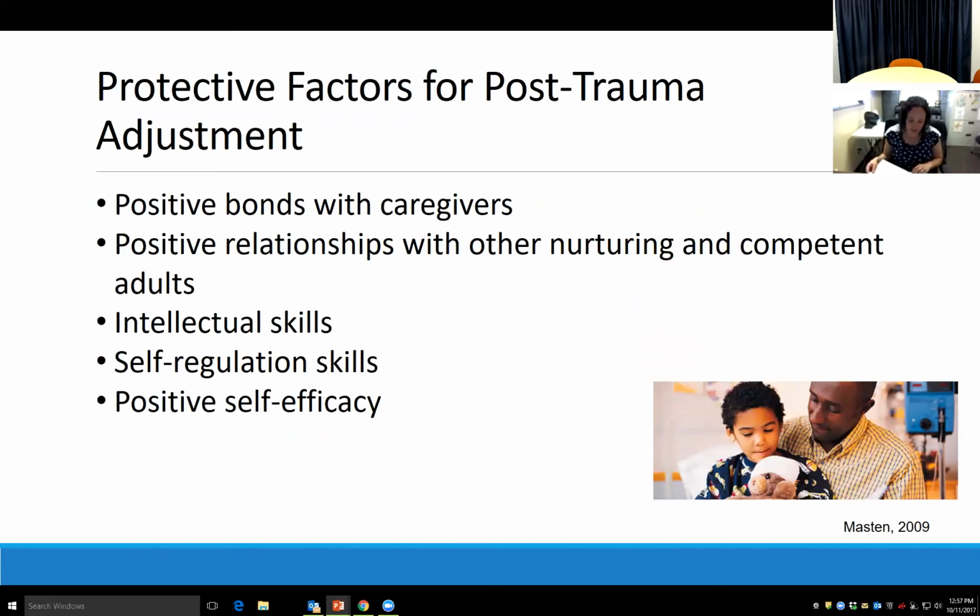And then just 2 slides left. The last 2 slides are just focused on specific factors that are really protective for post-trauma adjustment or resiliency. And that is, like I was just saying, positive bonds with caregivers, and having positive relationships with other nurturing and competent adults. So it's not just about, obviously the caregiver-child dynamic is huge, but it's also about what are their relationships like with other adults? Do they have positive relationships with teachers, with coaches, with other adult family members? That is really going to be protective.